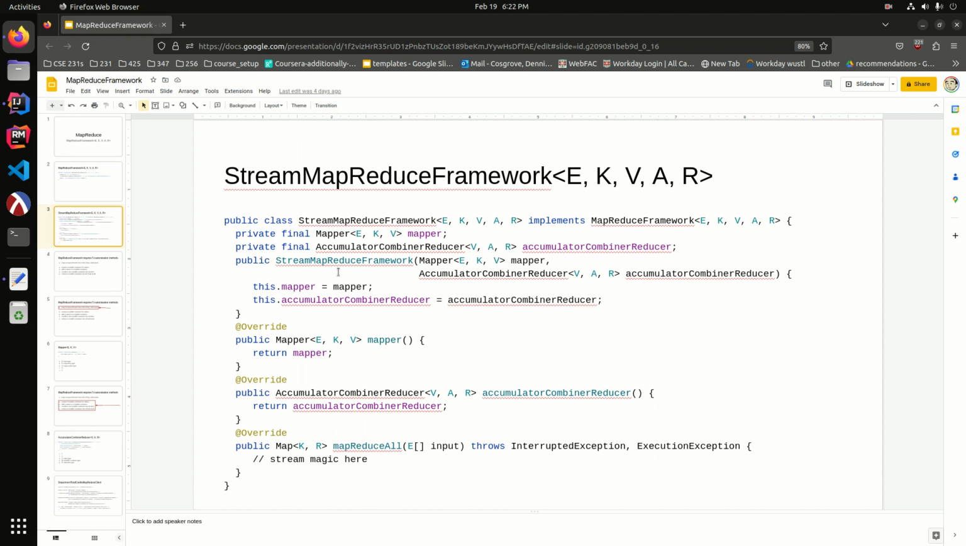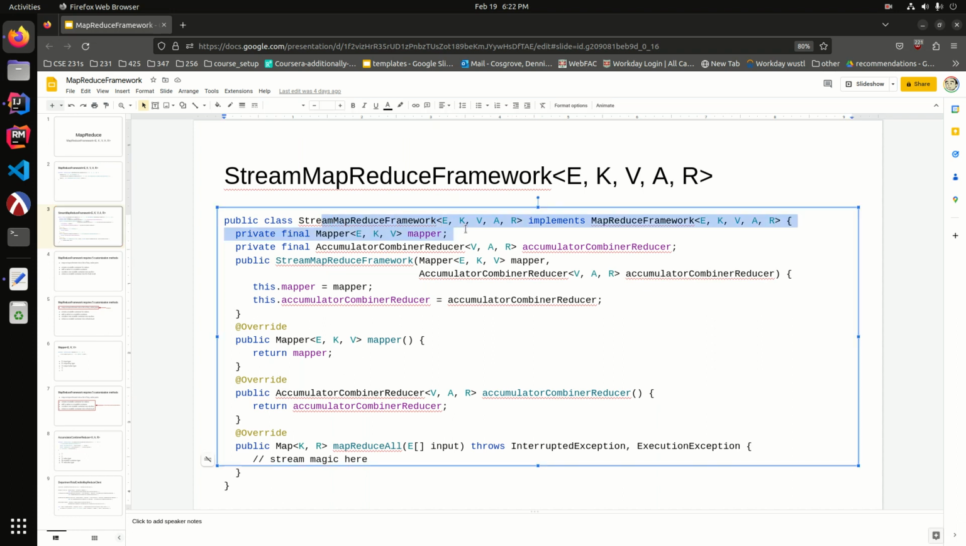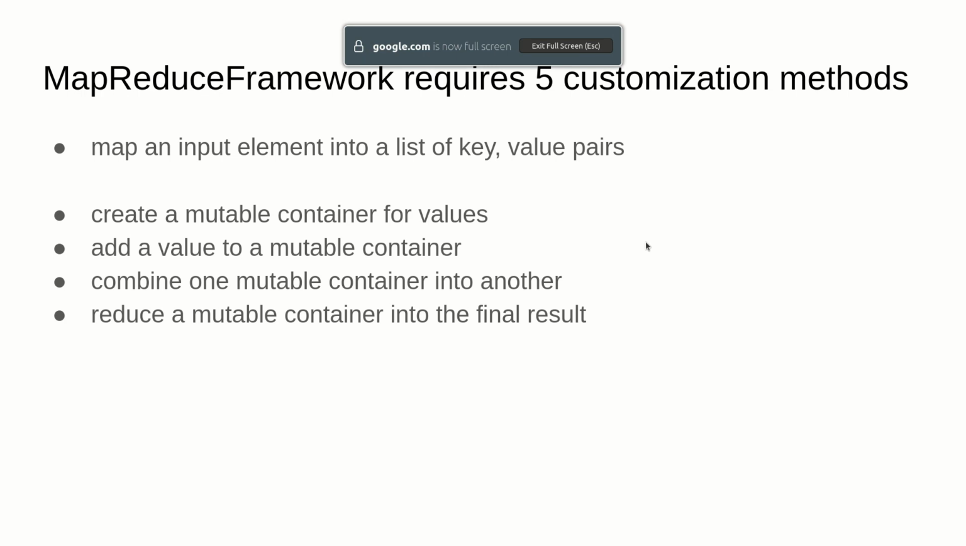This is just a reference thing, but the main takeaway from here is, this is the sort of thing that you're going to build, a framework that takes a mapper and an accumulator combiner reducer. These methods are pretty simple. They always just return what you are constructed with. And then MapReduceAll is the magic maker here, and it takes the input and returns this map. I showed really quickly the stream magic, how you do it in Java streams. We're going to build our own in this class. The details there are not too important, but you'll get plenty of a taste of that soon enough. Back to the slideshow.